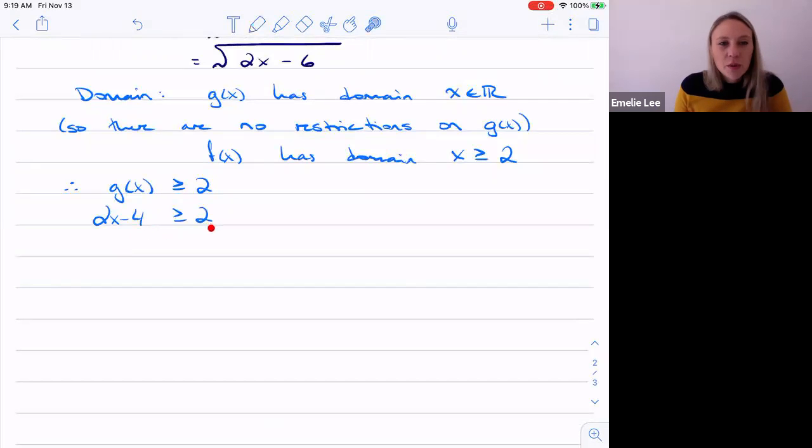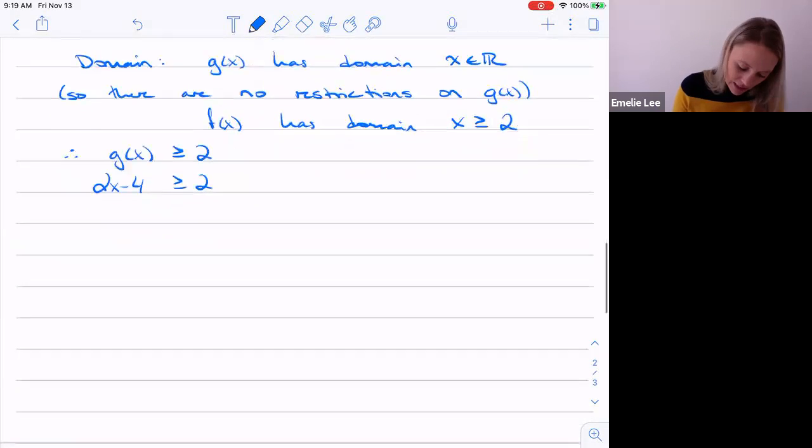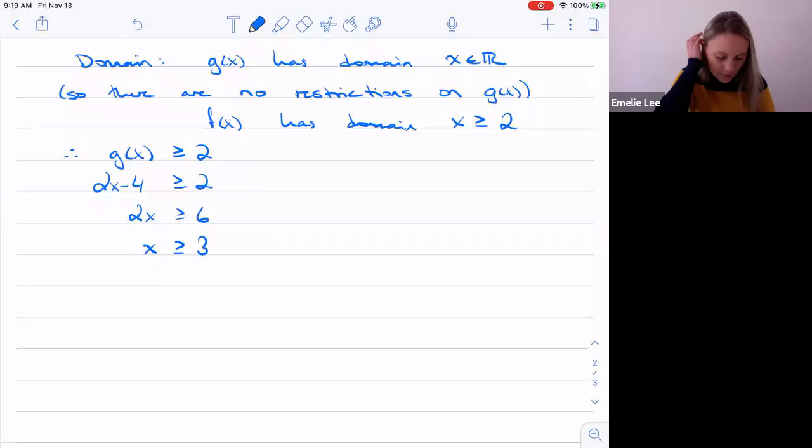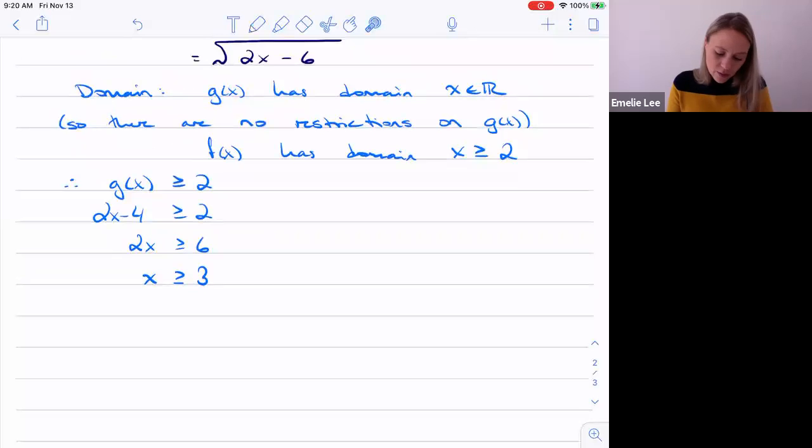I can add 4 to both sides, right? Moving that 4 over. And then as long as I'm not multiplying or dividing by a negative, we're safe. So we get 2x has to be greater than or equal to 6. So x has to be greater than or equal to 3. Okay. Then we combine these domains, right? So no restrictions on g of x, so that's fine. So the overall domain is going to be x has to be greater than or equal to 3.